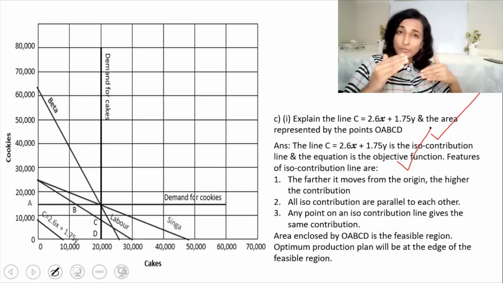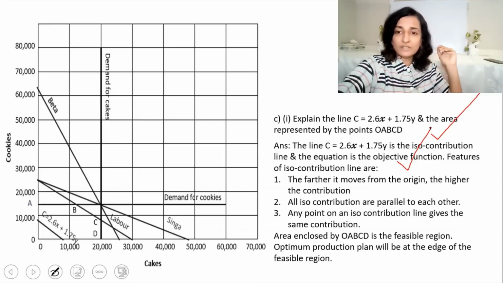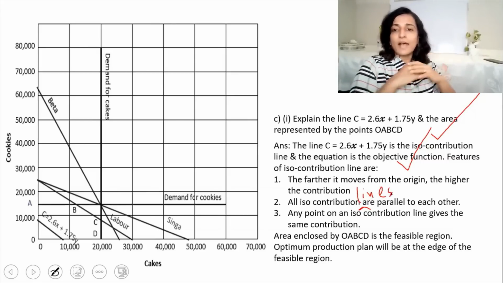And all iso contribution lines are parallel to each other. So we have something here, there's a typo. So all iso contribution lines are parallel to each other. Any point on an iso contribution line gives the same contribution.